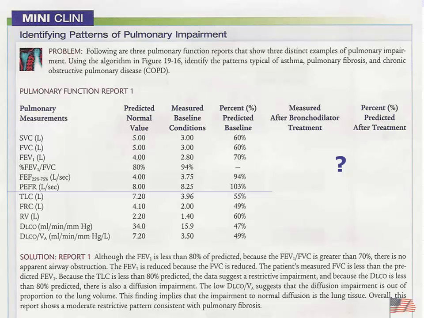Notice also that my peak flow is normal. Restrictive defects typically do not have a flow limitation. It's just they can't get the volume in.